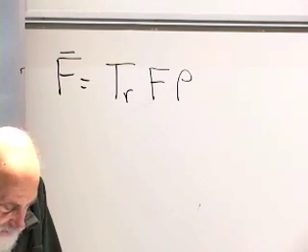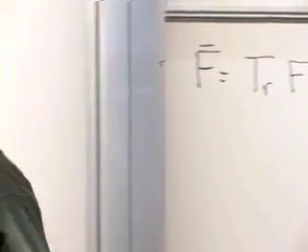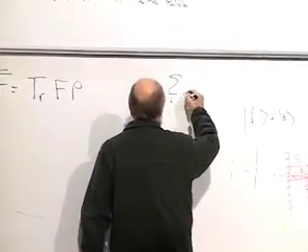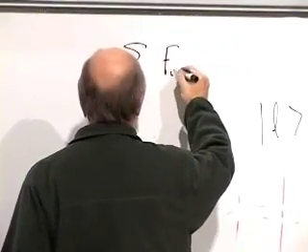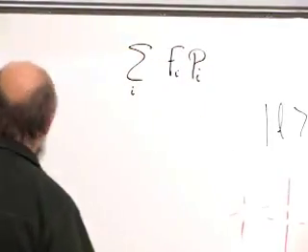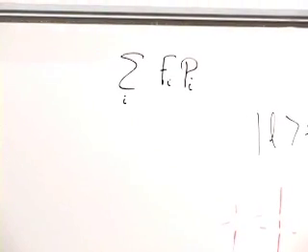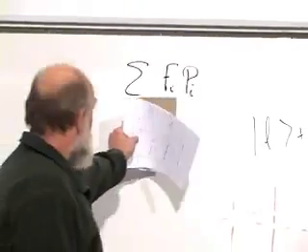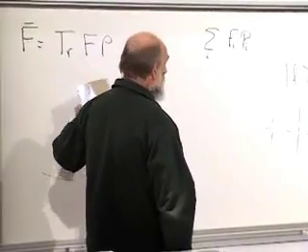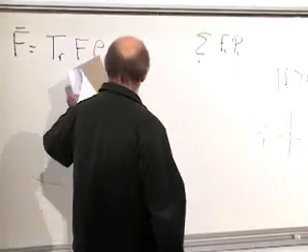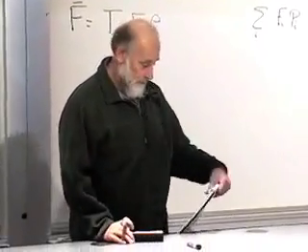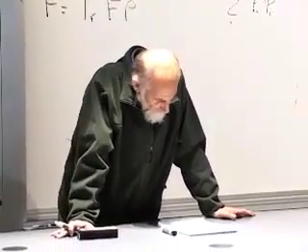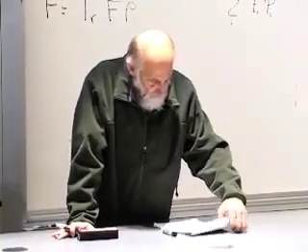Let's see if we can make any sense out of that formula. That formula is quite similar to the corresponding classical formula, summation over i of f sub i times p sub i. Similar formula. The sum is replaced by trace, a classical function is replaced by an operator, and the probability distribution is replaced by the density matrix. Okay, it's called density matrix because it's like probability density, or probability, yeah.